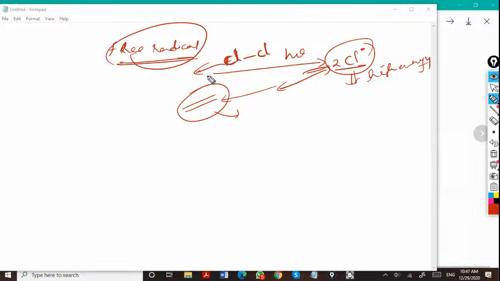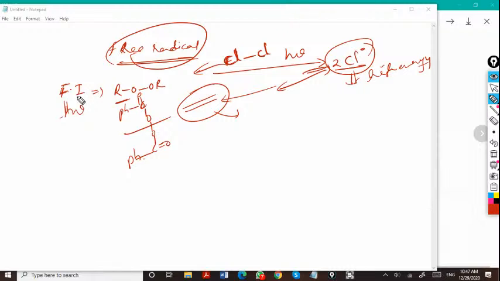Generally, free radicals are generated either from a free radical initiator or from photolight. General free radical initiators are peroxides, for example benzoyl peroxide. It is going to break up here, and two radicals are going to form.